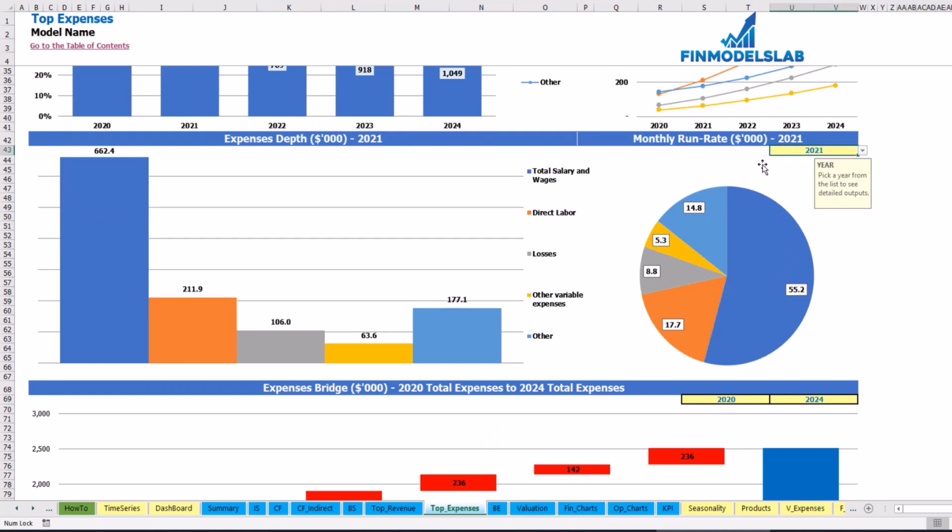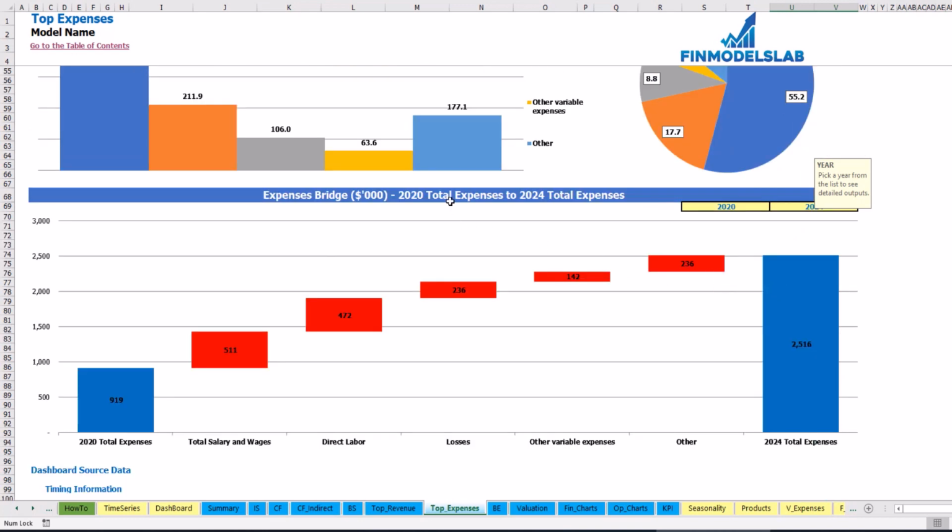You are able to change this year, and you may see the absolute values and percentage breakdown on the pie chart. On the expenses bridge you may find the main drivers of expenses growth between these 2 years. These years are also changeable, so you may select the first year and you may select the last year. And you may see that total expenses in 2020 will change to total expenses in 2024 by this waterfall.